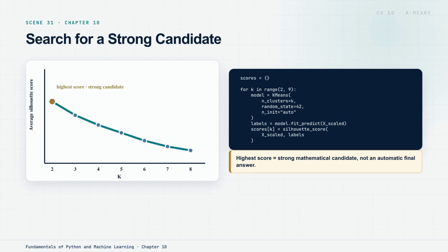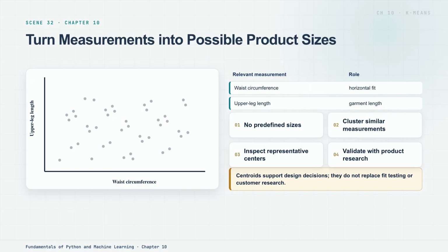However, the word optimal should be used carefully. Silhouette evaluates geometric cohesion and separation. It does not know whether the resulting number of groups meets business requirements or whether the clusters are stable, equitable, or operationally useful. The chapter applies K-means to a clothing design problem.